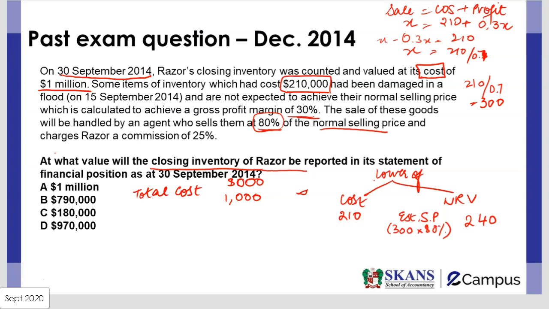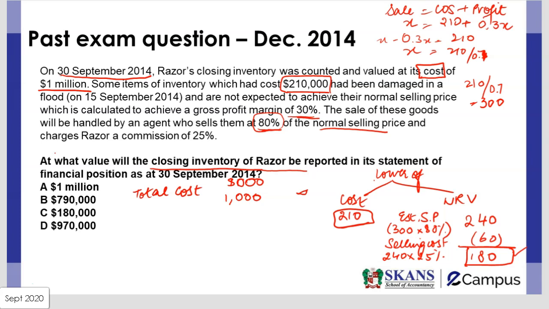On this, the agent is going to charge a selling cost. The selling cost of this item is 25%, the commission that the agent is going to charge. This commission comes out to be 60. So the NRV of these particular items is going to be 180. Now you apply the rule of lower of cost or NRV. So the cost of the item is 210 and the NRV is 180. As per the lower of rule, the figure of 180 should be used.